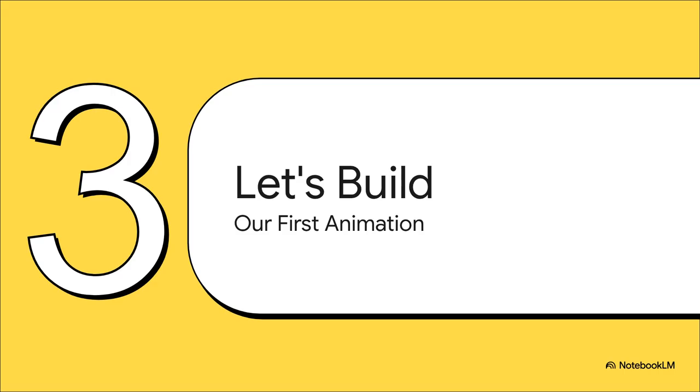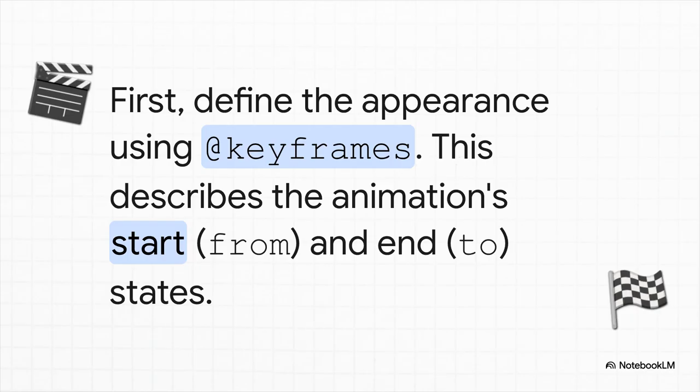All right, enough theory. The best way to really get this is to just build something. So let's create a simple animation where a piece of text slides in from off the screen. So, step one, we define the animation itself with that @keyframes rule. First, we give it a name. Here, we're calling it slide-in. Makes sense. Then we define the from and to states. These are really just shortcuts for 0% and 100% of the animation's timeline. This is where we describe what the element looks like at the very beginning and at the very end.